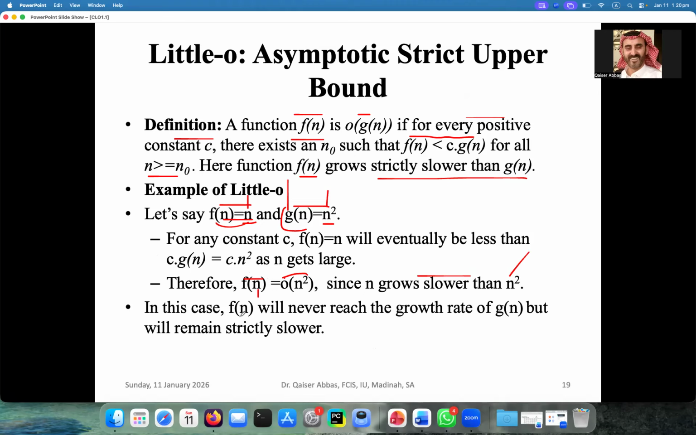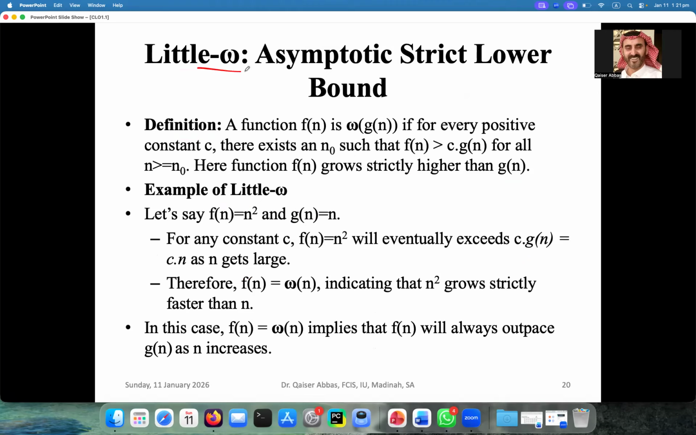In this case, f of n will never reach the growth rate of g of n. G of n will always be higher. So this is for little o. The only difference between big O and little o is that big O contains the equality, and in little o there is no equal concept, only less.